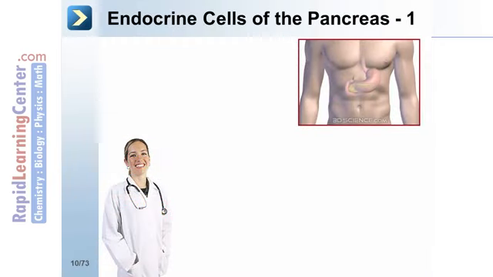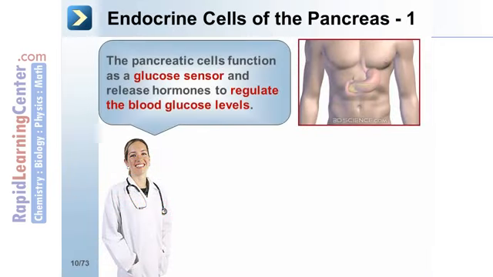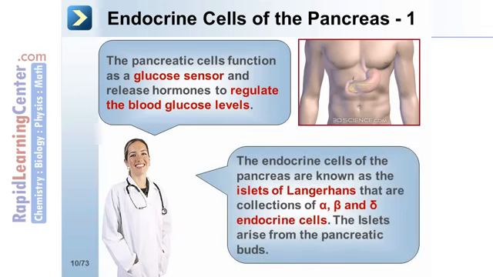Now let's take a look at the endocrine cells of the pancreas. The pancreatic cells function as a glucose sensor and release hormones to regulate the blood glucose levels. The endocrine cells of the pancreas are known as the islets of Langerhans that are collections of alpha, beta, and delta endocrine cells. The islets arise from the pancreatic buds.